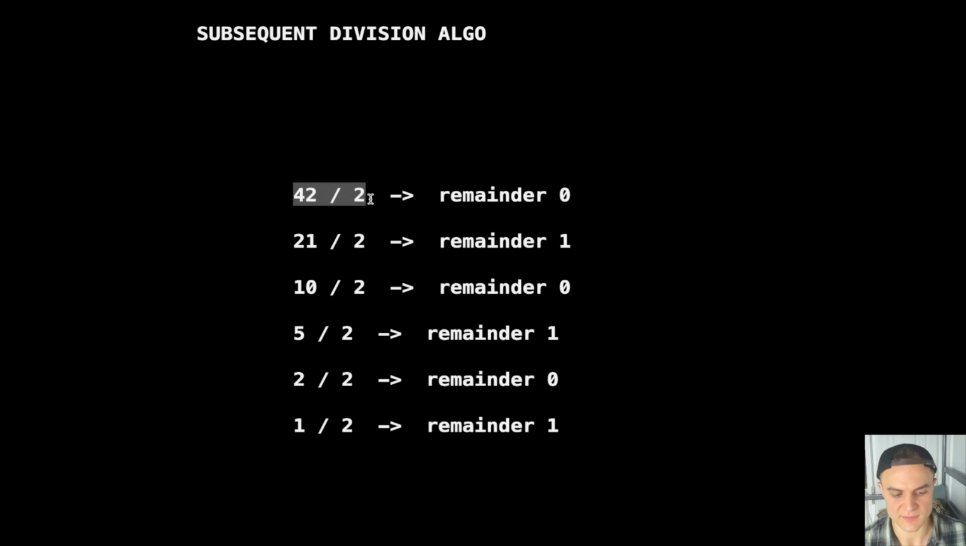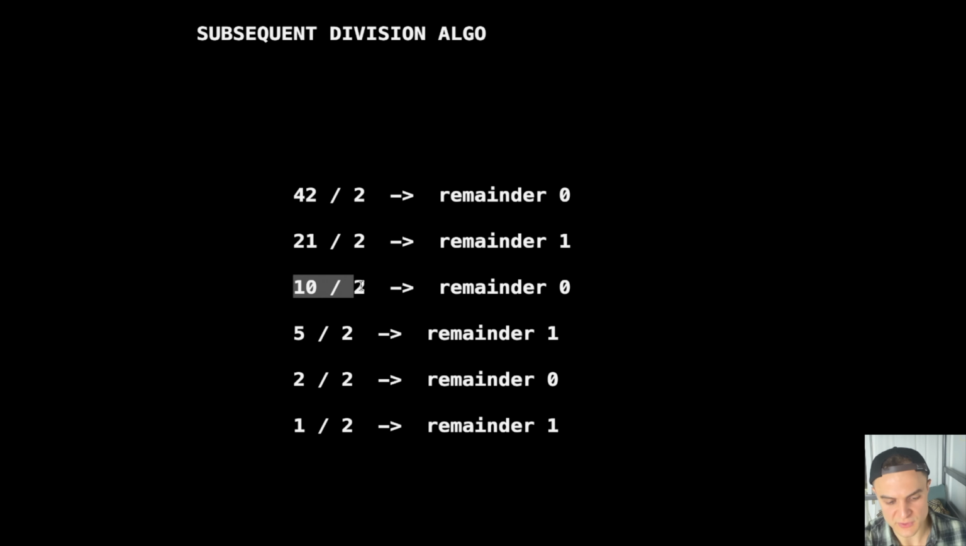I take the number and divide it by 2. As you can see, I have the slash, which means division, and I get a remainder, okay? 42 divided by 2 is equal to 21, with a remainder of 0, of course. Then I take the result of this first division, 21. 21 divided by 2 is equal to 10, of course, with a remainder of 1 this time, okay?